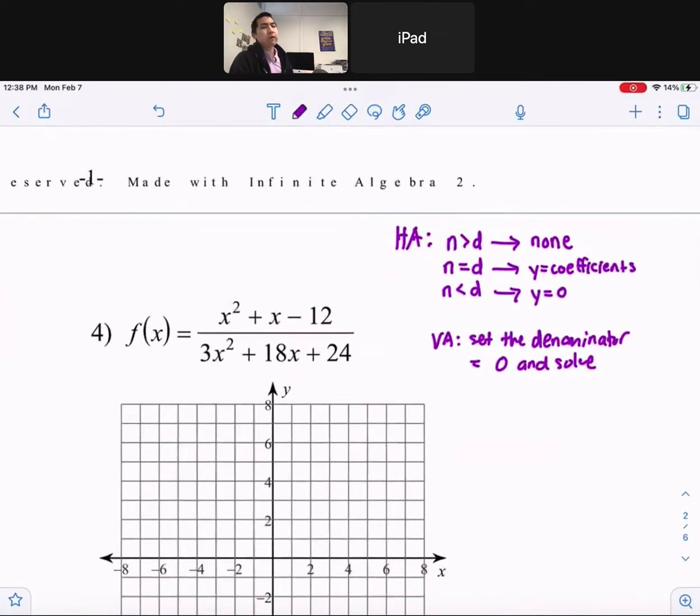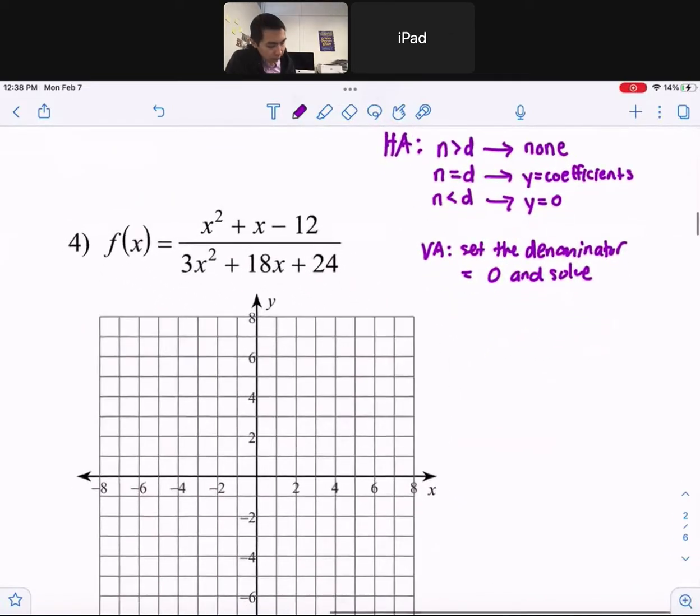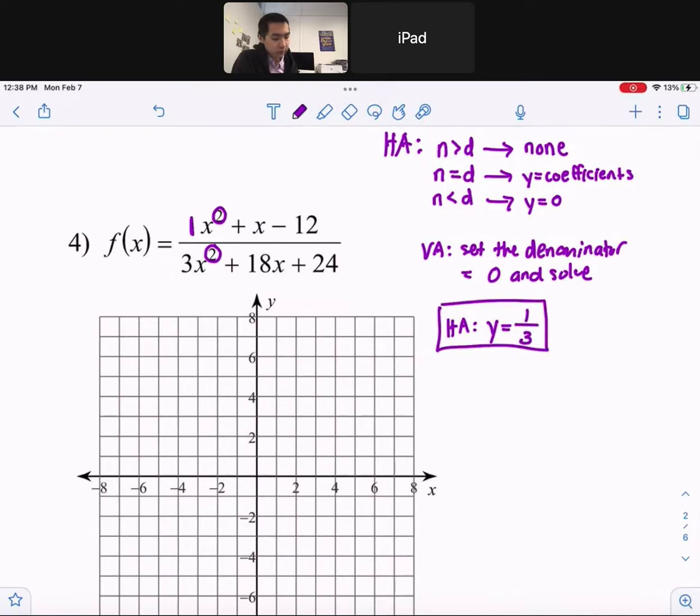All right. Let's find the horizontal asymptote first. Coefficient is 2. Degree on the top is 2. Degree on the bottom is 2. So we just use our coefficients, right? So the horizontal asymptote, y equals coefficient of 1 over coefficient of 3. So there's the horizontal asymptote. Now for the vertical asymptote, right?